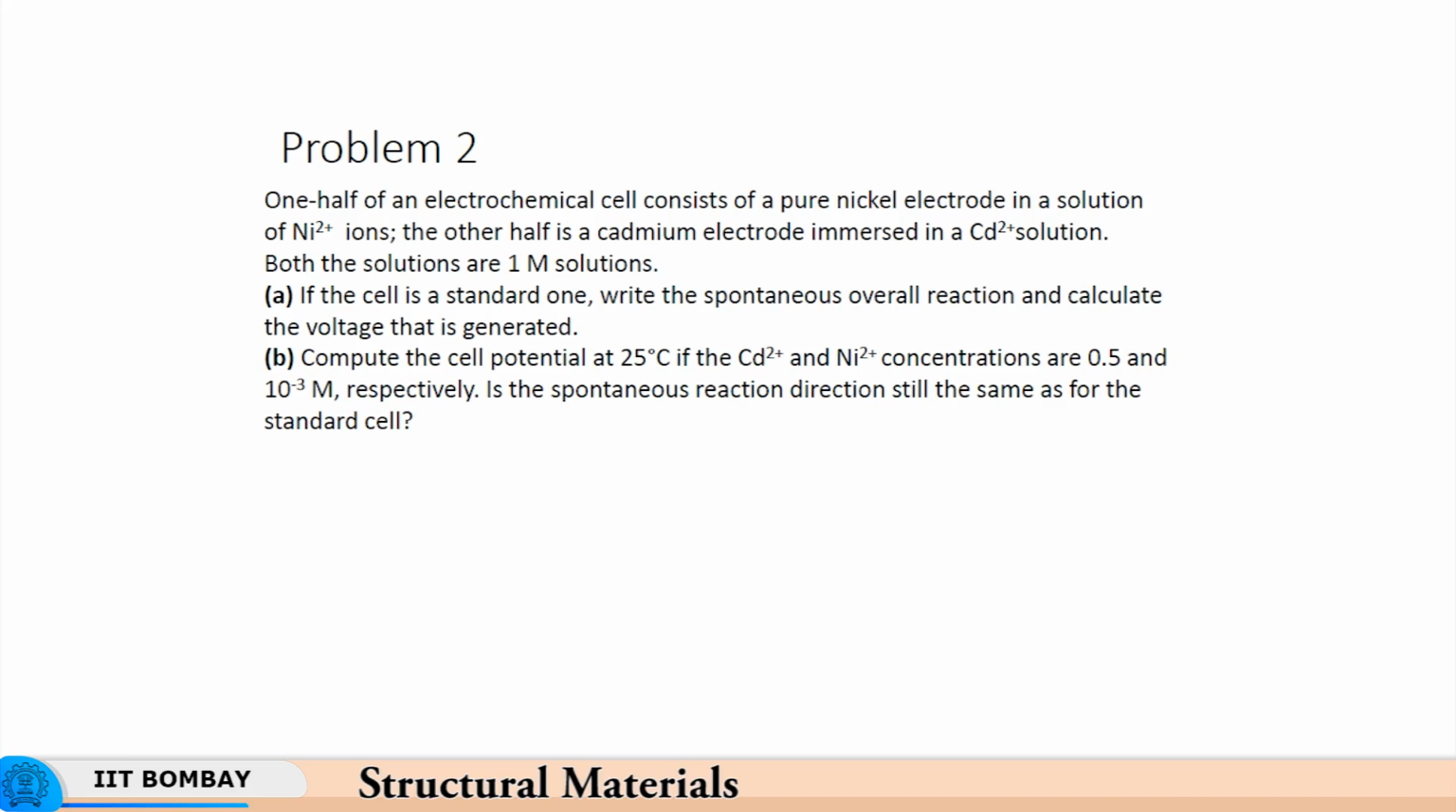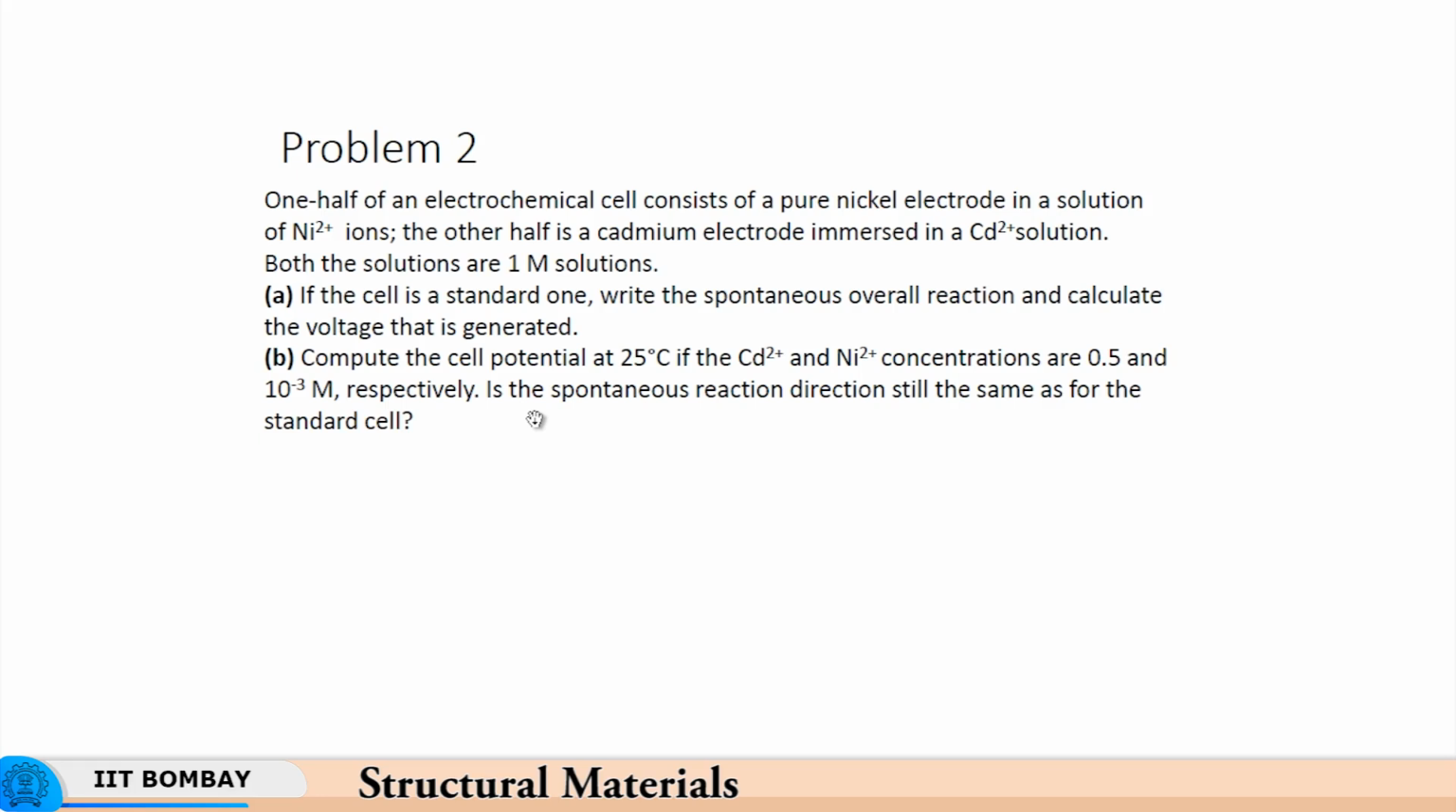So, this becomes a standard cell, then the spontaneous overall reaction is going to result in a certain voltage that is generated based on the electrode potentials relative to hydrogen. But then if the concentration deviates from 1 molar concentration, for example, cell potential at 25 degrees centigrade, if Cd2 plus and Ni2 plus concentrations are 0.5, not 1 mole, but 0.5 and 10 to the power minus 3 moles. So, cadmium is 0.5 mole and nickel 2 plus is 10 to the power minus 3 mole.